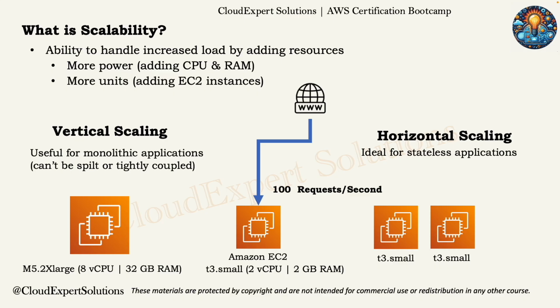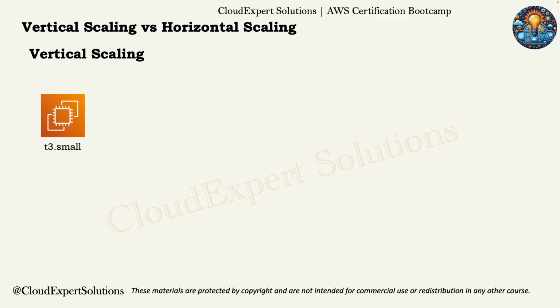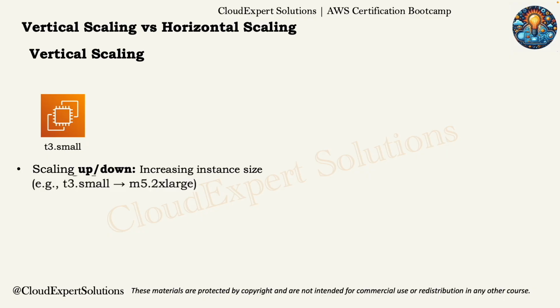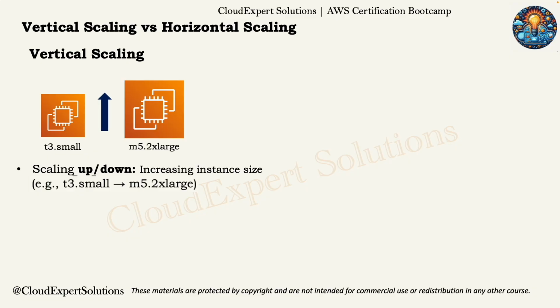like web servers. For the AWS certification, it's important to understand the difference between vertical scaling and horizontal scaling, because mostly you won't see this terminology. Rather, AWS will use scale up or down to represent vertical scaling. Vertical scaling means increasing the power of a single server. For example, upgrading from T3 small to an M5 2xlarge.